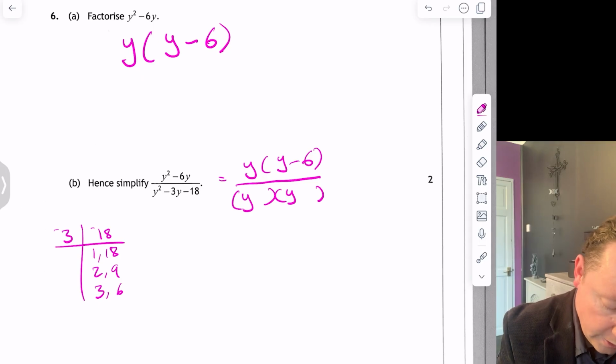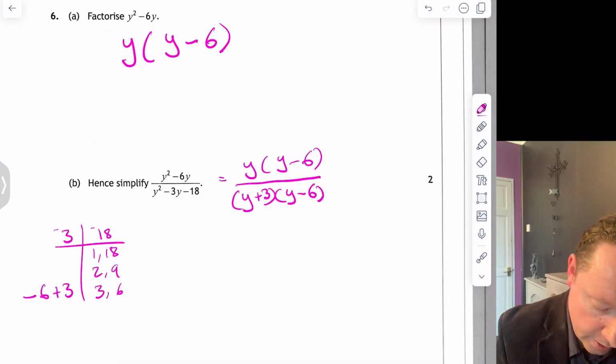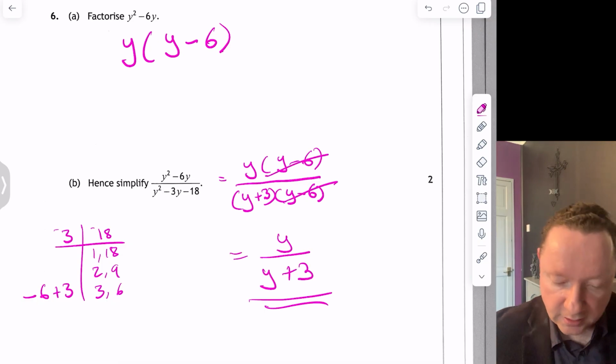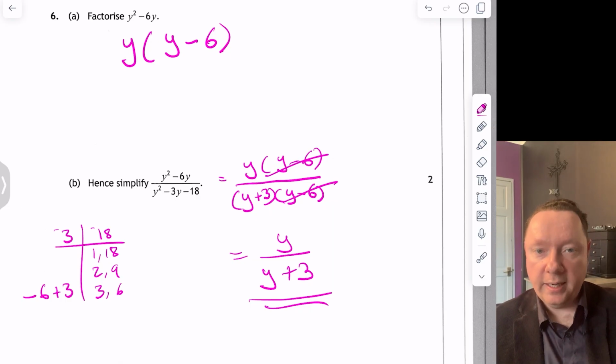So I want minus 3. So it's minus 6 plus 3 is minus 3. So in one bracket, I get minus 6. In the other bracket, I get plus 3. And now we can just simplify by same brackets, they disappear to get y over y plus 3. Do not be tempted to then simplify the y's because of the plus, you can't do that. You're finished there, and that's us done.